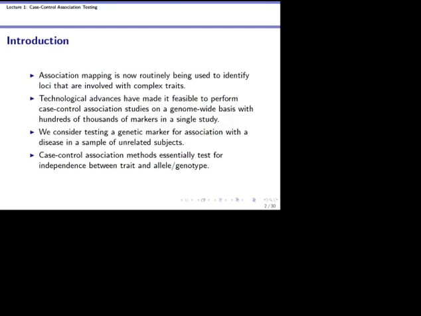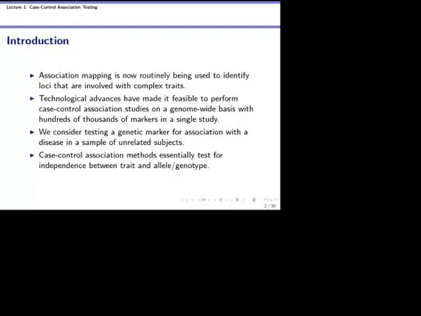Presumably everyone's familiar with association mapping. It's now widely used to identify genetic variants that are associated with complex traits. So with the advancement of technology, it's now common for genetic studies to have data on 100,000, even millions of genetic markers across the genome. And so there are different ways to analyze and identify which variants may be associated with the trait of interest. But the most simple approach is to test each single marker individually and to see if it's associated with the disease or a binary trait in samples with unrelated individuals.